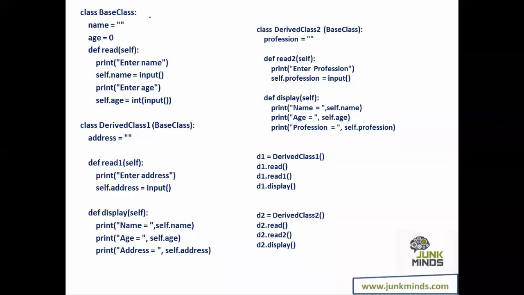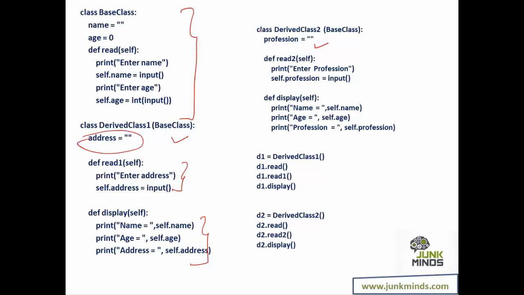If you see this program, I have this base class which is reading what? Name and age. I have derived class 1 which adds address to it, and it displays name, age, and address. Then I have derived class 2 where we've added profession. So this class is reading address as additional information, and this class is reading profession as additional information. Here, the read2 method will read the profession, and the display method will display name, age, and profession. So over here, name and age are common to both the classes because they come from the base class. Here the additional information was address, and here the additional information is profession.